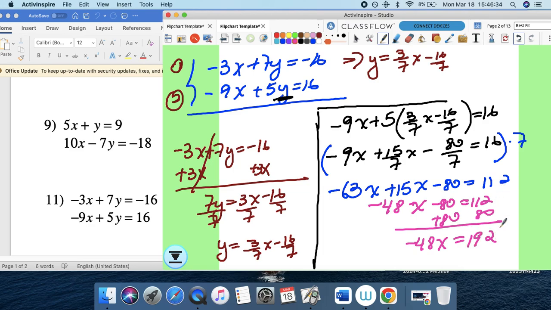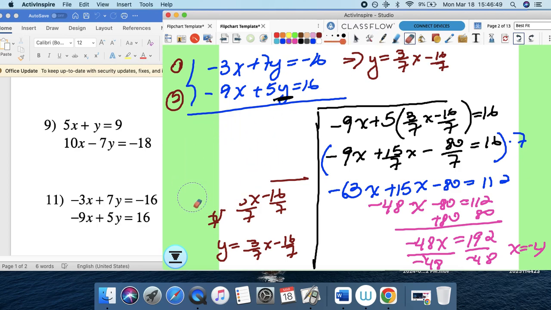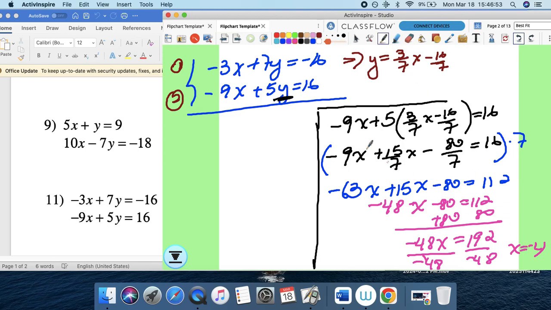And hopefully 192 divided by 48 equals 4. Oh, this works out nicely. So I'm going to divide by negative 48 and divide this by negative 48. So x is going to be negative 4. Okay, so notice that everything we've worked on so far comes into play right now. So x equals negative 4.